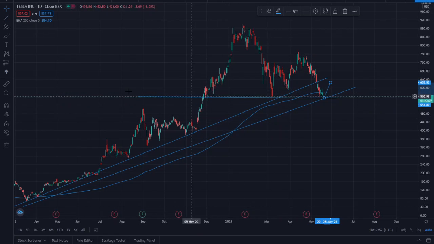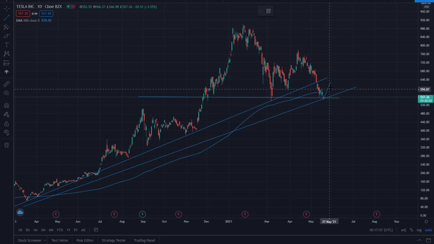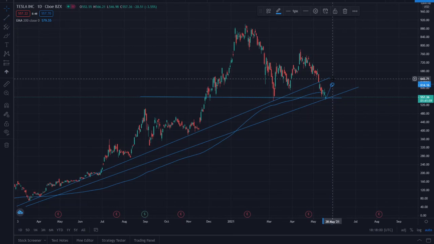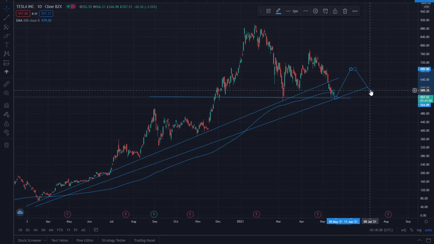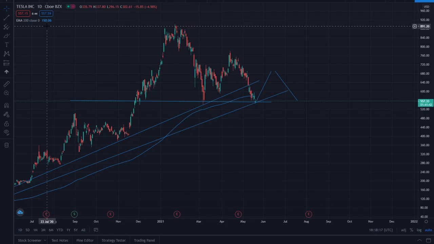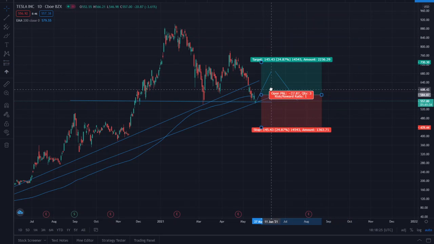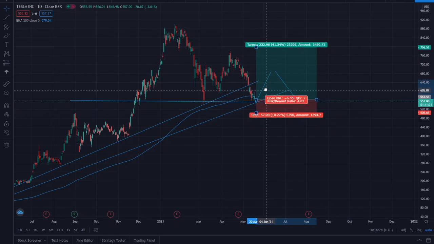But I mean, we could see a typical bearish triangle, which could end up being something like this. So this would still mean that we would rally from here. So for the trade, it would be something like this. We are currently at about 560.